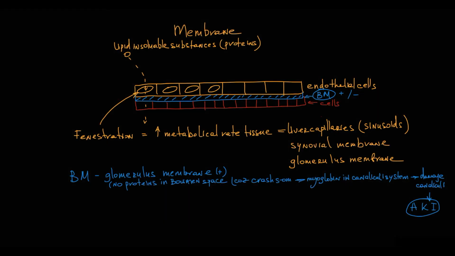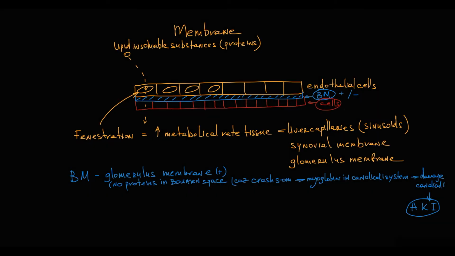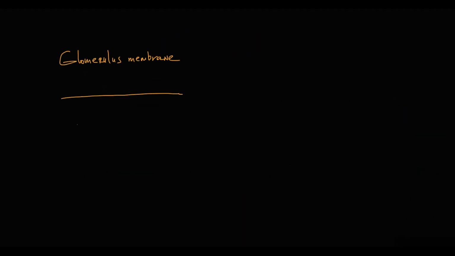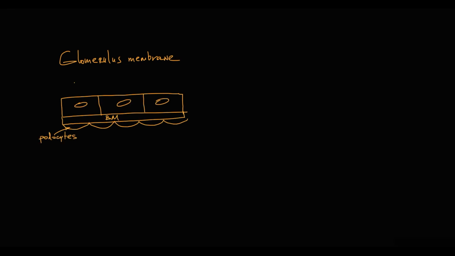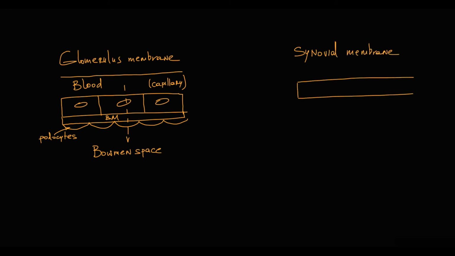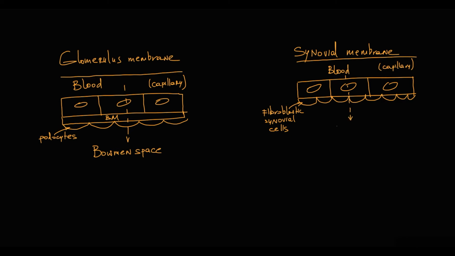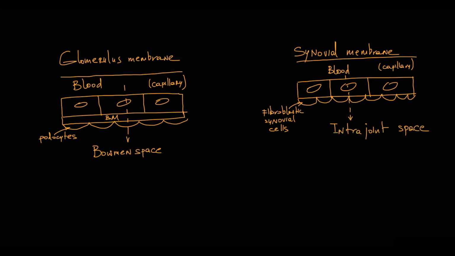The third component of the membrane is cells that are specific for a certain tissue. For example, in the glomerulus it's podocytes, and in the synovial membrane it's mostly fibroblastic synovial cells. So in the kidney, the glomerulus membrane is composed of fenestrated endothelial cells, basement membrane, and podocytes, and filtration occurs from blood in capillaries into Bowman's space. In the case of a synovial joint, the synovial membrane is composed of fenestrated endothelial cells and mostly fibroblastic synovial cells, and filtration goes from blood in capillaries to the intrajoint space. So that is the general concept of how membranes are organized.